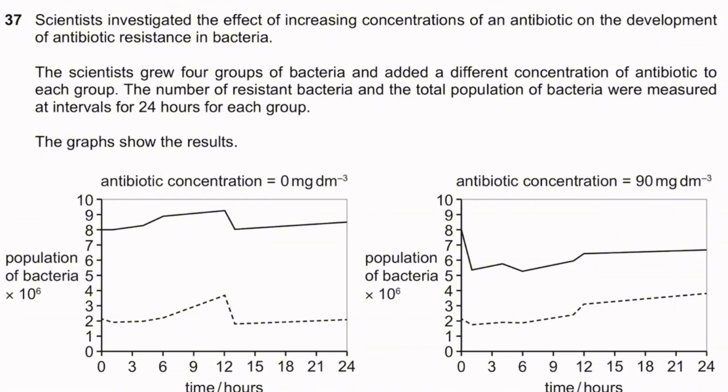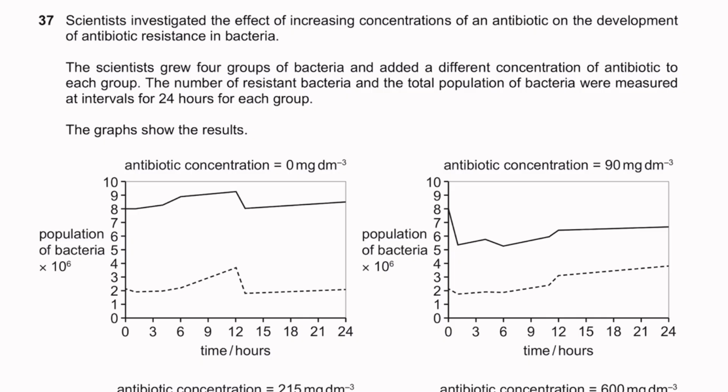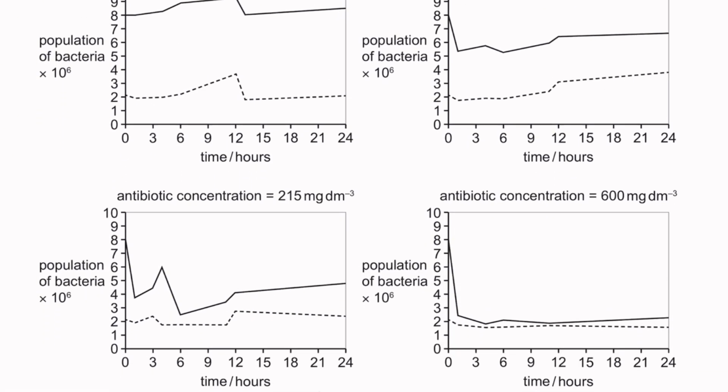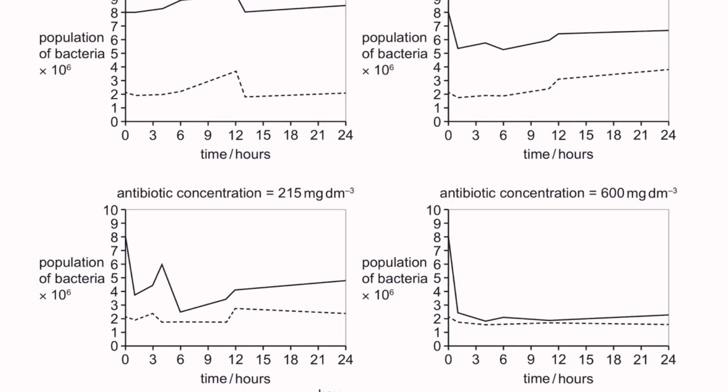Okay, moving on. Scientists investigated the effect of increasing concentrations of an antibiotic on the development of antibiotic resistance in bacteria. The scientists grew 4 groups of bacteria and added different concentrations of antibiotic to each group. The number of resistant bacteria and the total population of bacteria were measured at intervals of 24 hours for each group, and the graph shows the results. Antibiotic concentration is 0, antibiotic concentration is 90, and so on. They keep increasing the concentration.